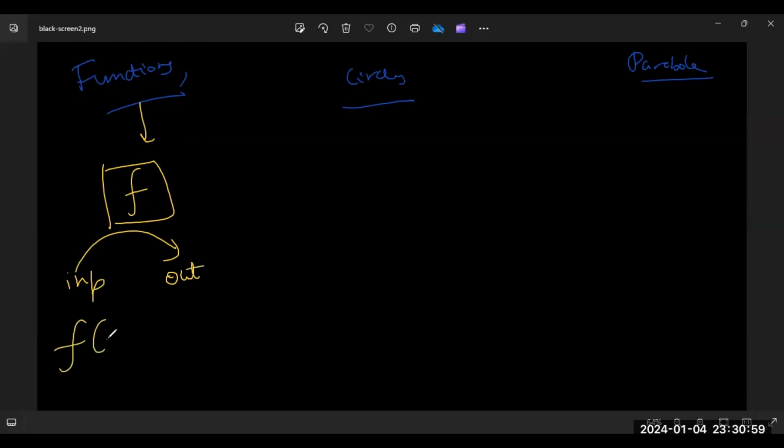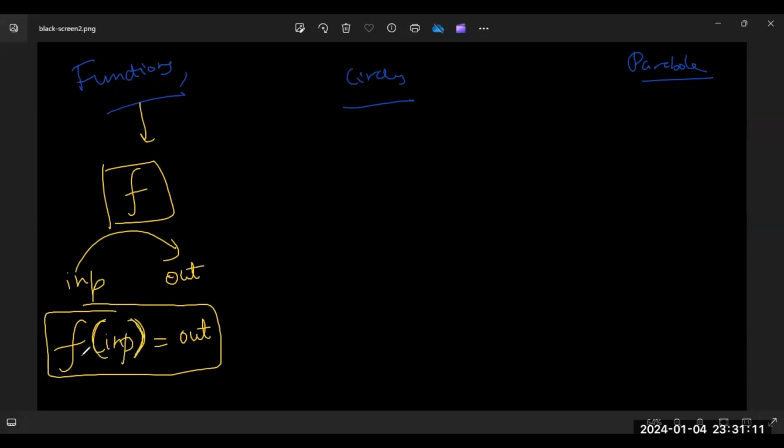How do we write it? Function bracket input is equal to output. Now this bracket does not mean multiplication, as is usually the case, but it's just a notation to write a function. So g of something, h of something, i of something, z of something, etc. All of these represent some functions which take in an input value and give out an output.